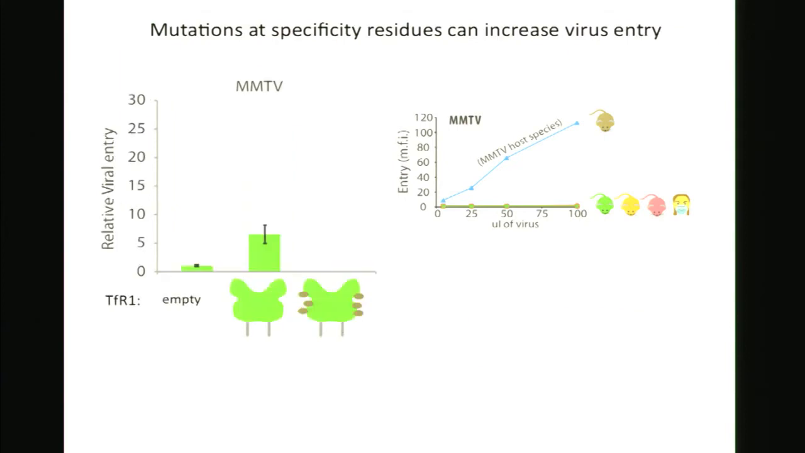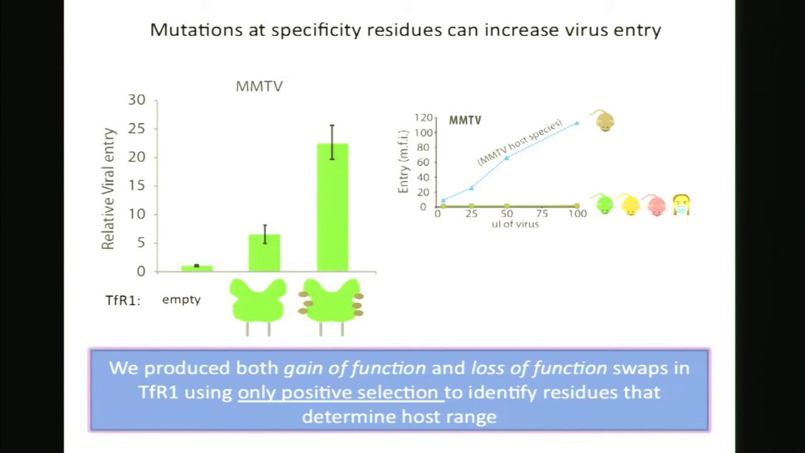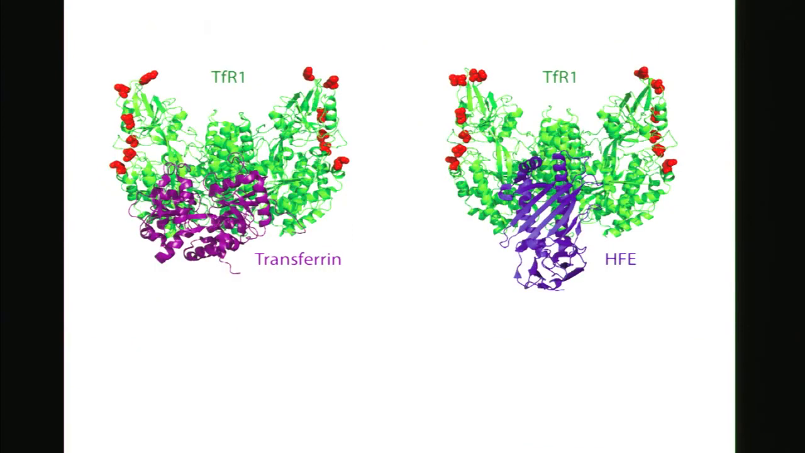Okay, we then wanted to know if we could do a gain of function mutation where we took the receptor of a non-host species, introduced the 3 amino acids of the host species, and sure enough, we get a significant gain in entry. We thought this was quite impressive given how strict this virus is for its own receptor. So to summarize this data, we produced both gain of function and loss of function swaps in host range of transferrin receptor using only positive selection to identify residues that dictate this range.